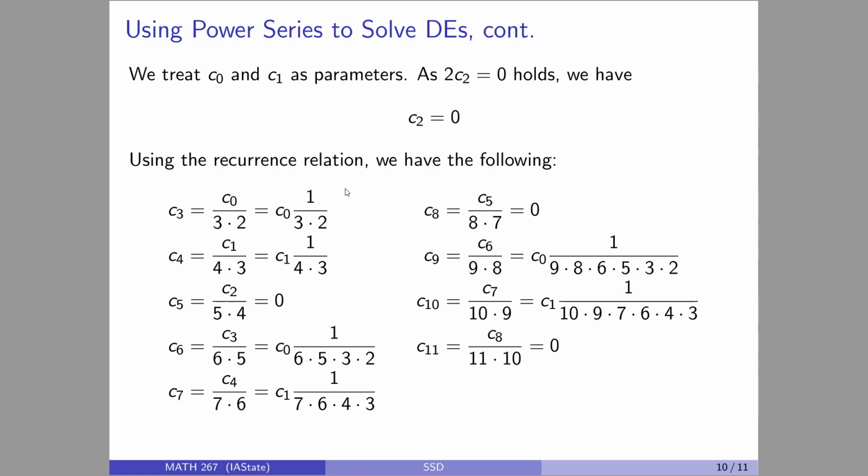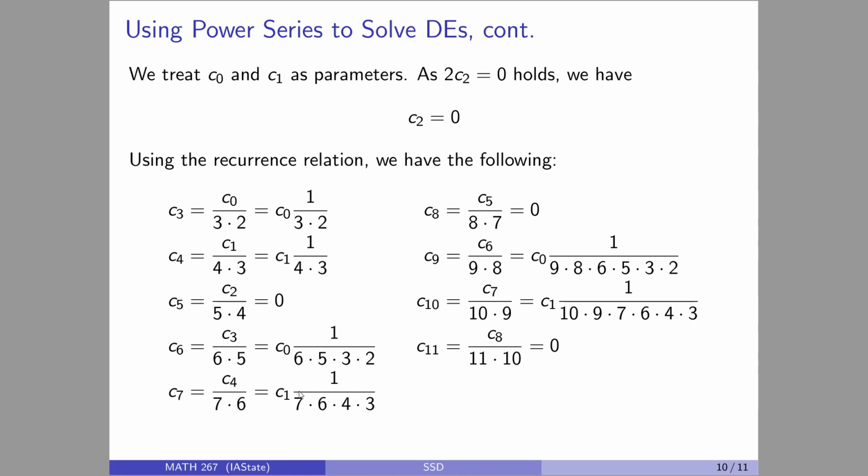And if we skip ahead, C8 will have to be 0. C11 will have to be 0. C14 is going to have to be 0, and so on and so forth. And now that I know what C3 is, I can tell you what C6 needs to be, because just plug in what we know for C3, that gives me this formula for C6 in terms of C0, and then you can plug that in for C9, and so on and so forth. You do it for C12, C15, and so on.